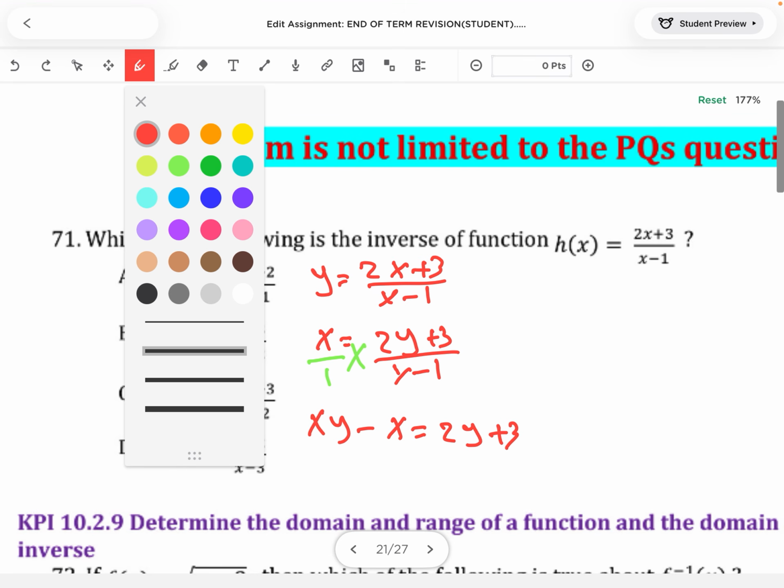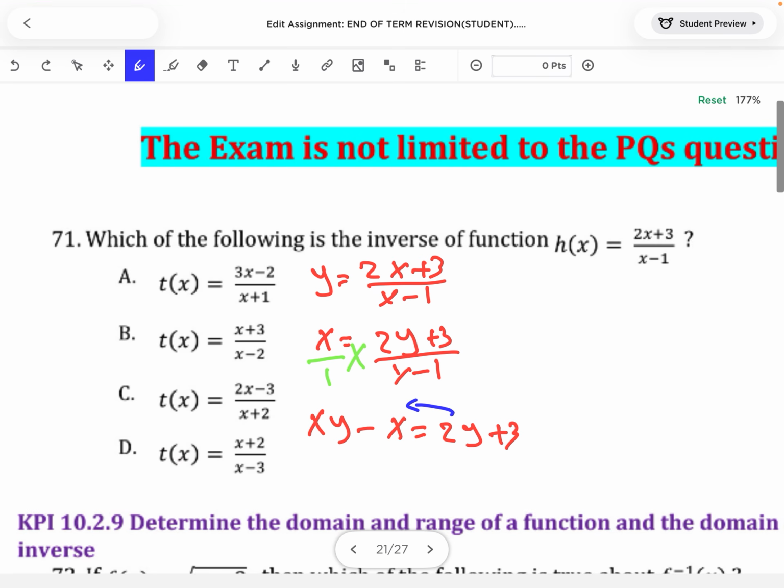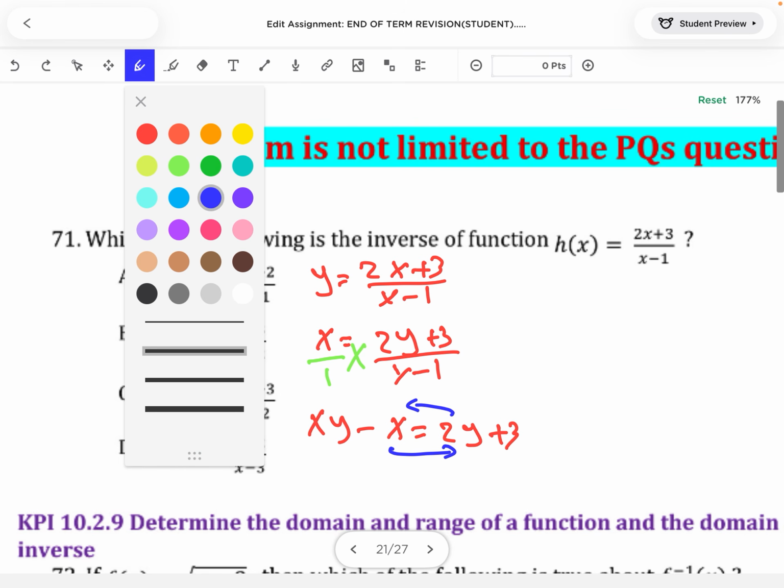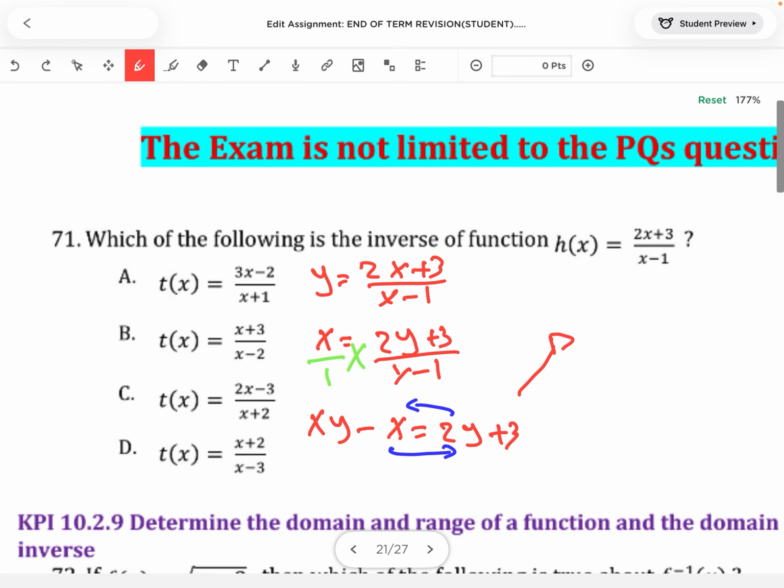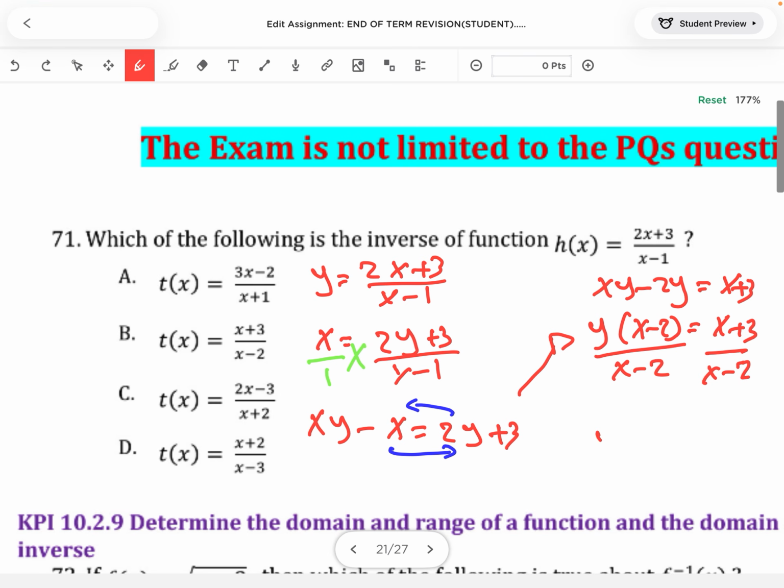So I will move 2y to the other side, with this one to the other side. What we will get? We will get xy minus 2y equals x plus 3. Take y as a common factor to have x minus 2. This is only x. And I divide. So y will be x plus 3 over x minus 2. Where is it? B. Okay.